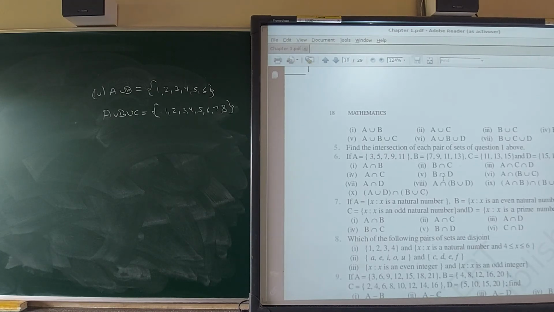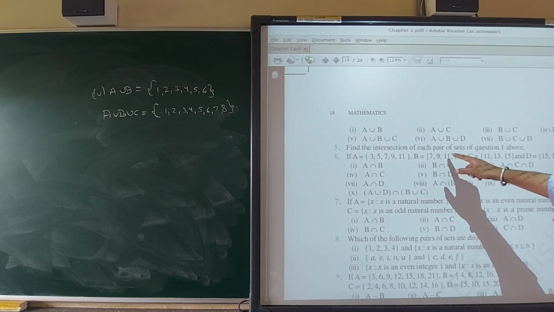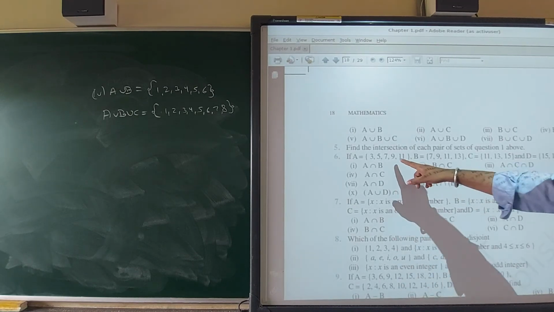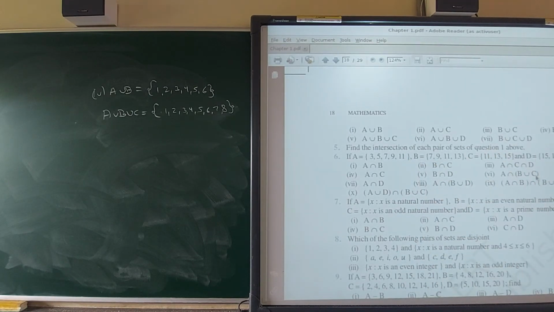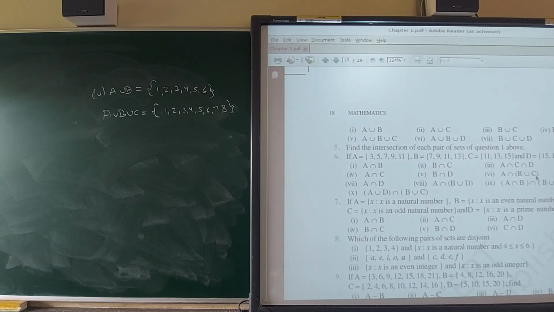Sixth part is A intersection (B union C). So first find B union C. B union C is 7, 9, 11, 13 and 15. Now find the intersection with A. What is the common in A and B union C? I think common is 7, 9, 11 only. So the answer of this one is 7, 9, 11.